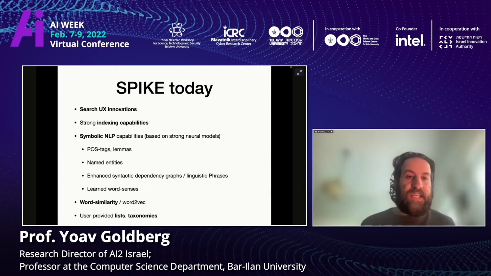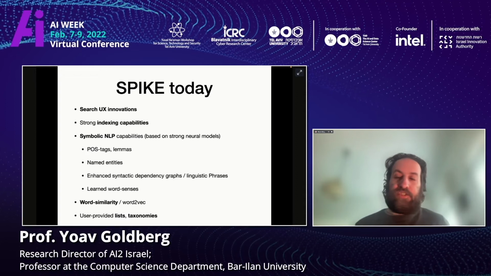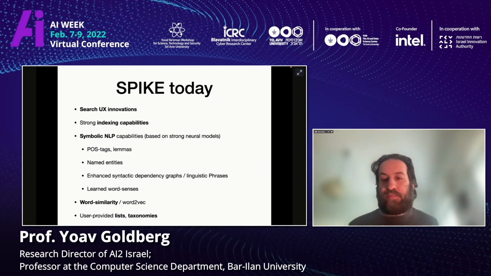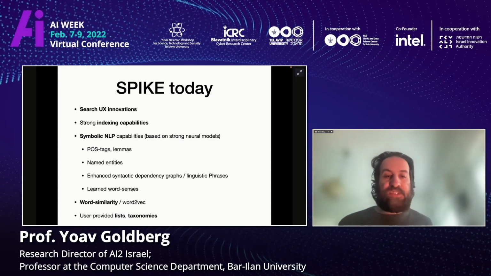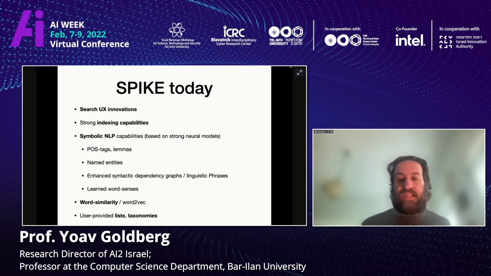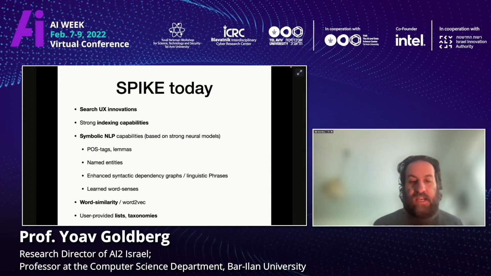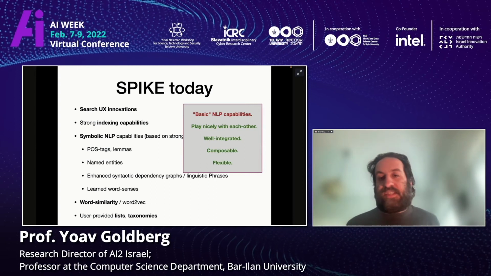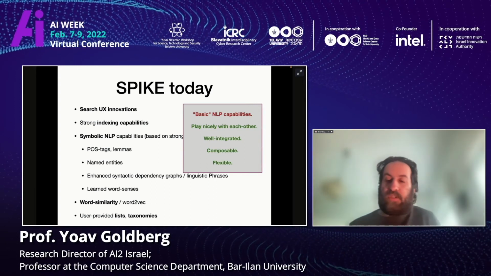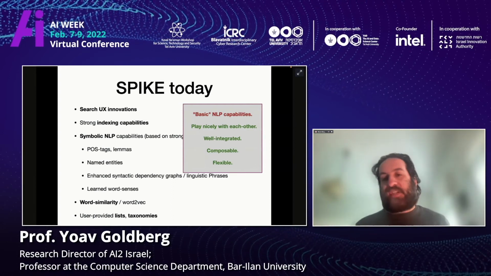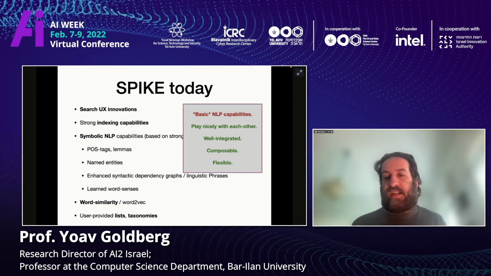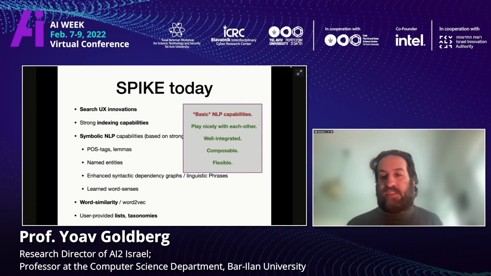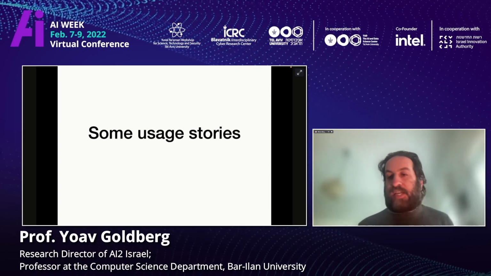And Spike today is based on search UX innovation with very strong indexing capabilities that we developed, and some symbolic NLP like POS tags and lemmas and NER and dependency graph and phrases and word senses. We also have word similarity with word2vec, and we have lists and taxonomies. It's basic NLP capabilities, what used to be state of the art, and now it's basic, with all of the non-neural fancy stuff. But these components play nicely with each other. They are well integrated, they are composable, they are flexible, and really people can achieve nice things with them.